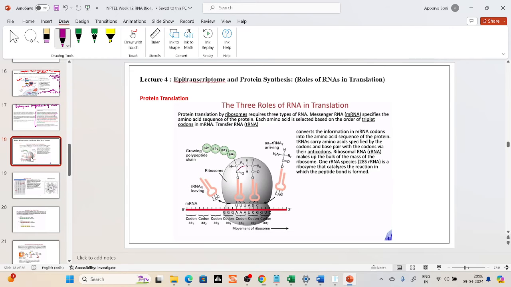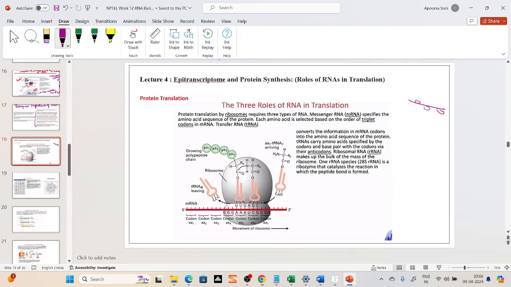What is the role of RNA? There are three roles of RNA in protein translation. We have mRNA, rRNA, and tRNA. All three RNAs are responsible for the proper translation process to occur. How? Because mRNA has the triplet codon that will specify which amino acid has to come. So mRNA specifies the amino acid sequence.